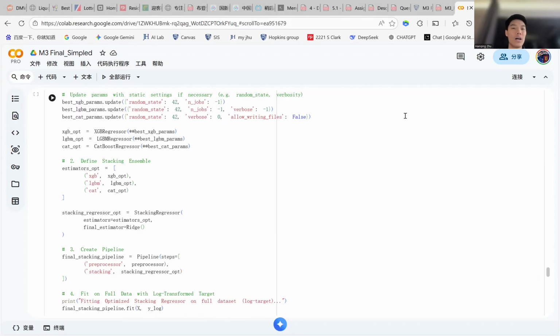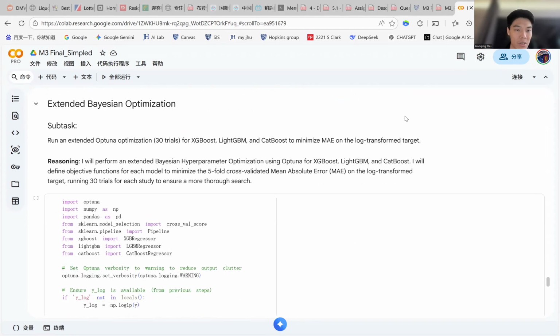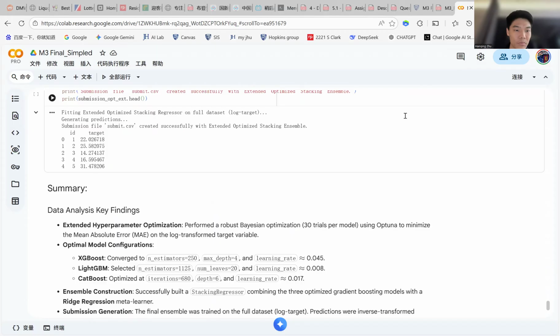So thank you for watching, and let me show you the final part of my code, which is the extended Bayesian optimization here and also the final summary.